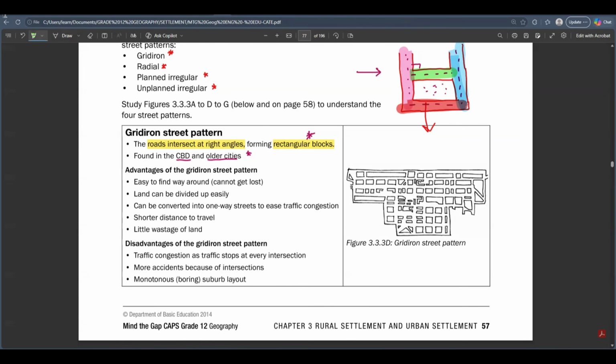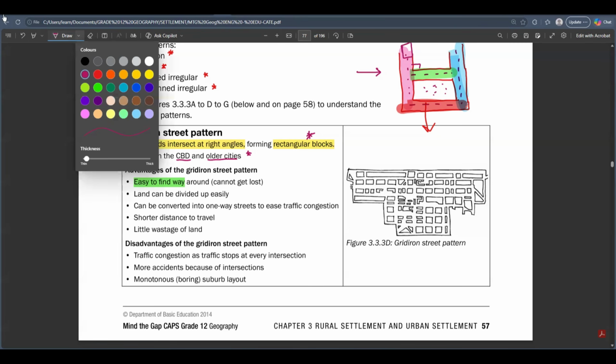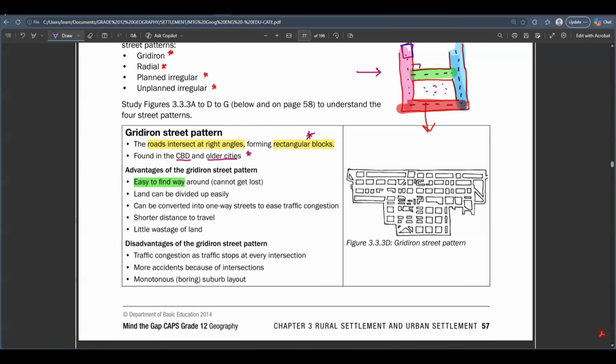So having a grid iron street pattern is very advantageous because it is easy to find a way around. It is easy to find a way because the roads, guys, are meeting at 90 degrees here. You can easily trace where you are, so you don't get lost easily. Let's just say you are new to the area and your car is somewhere here. Let me highlight in a bigger color. Here's your car.